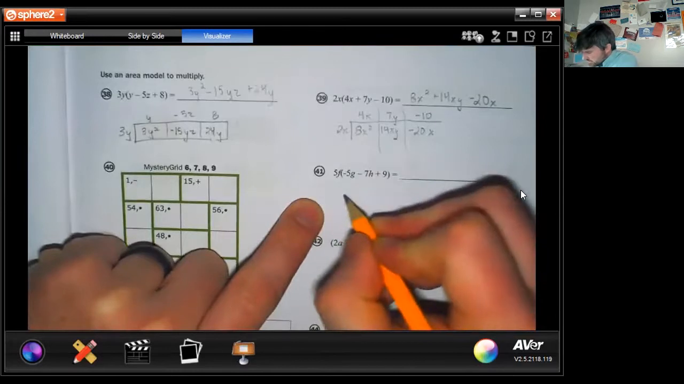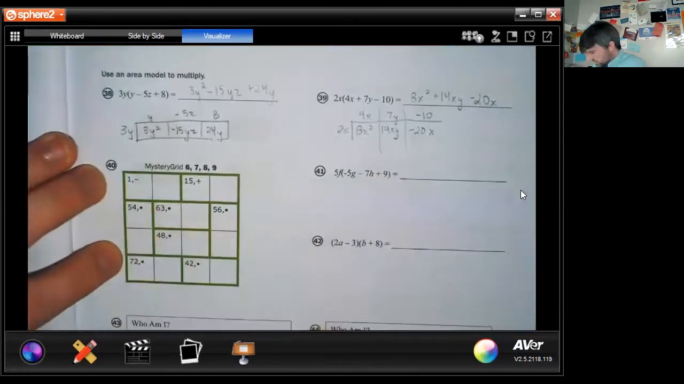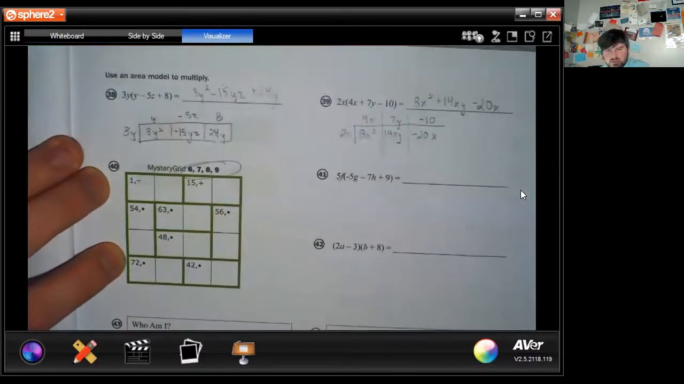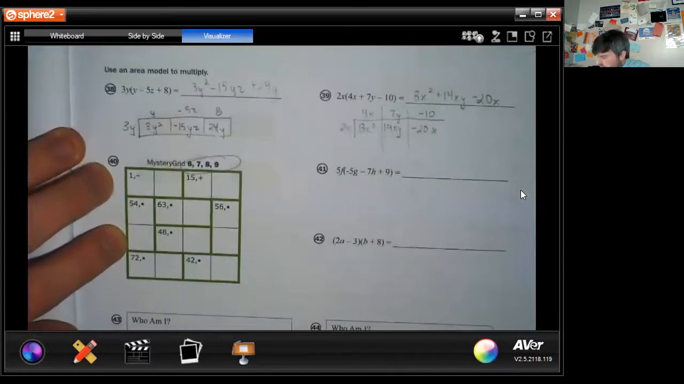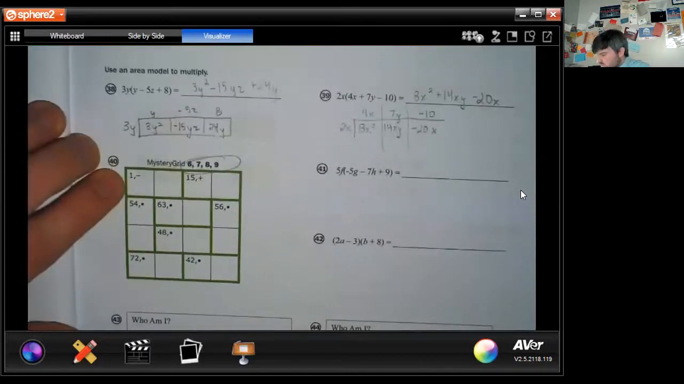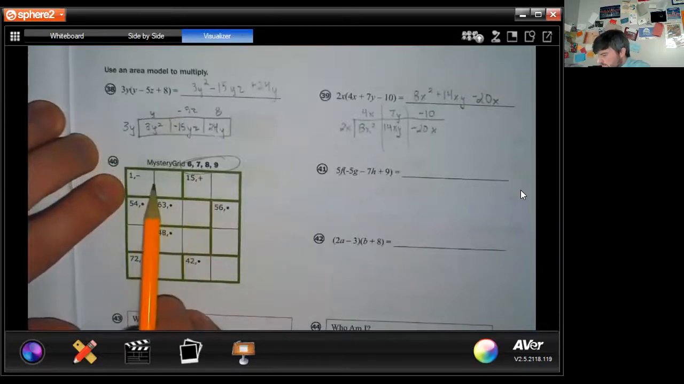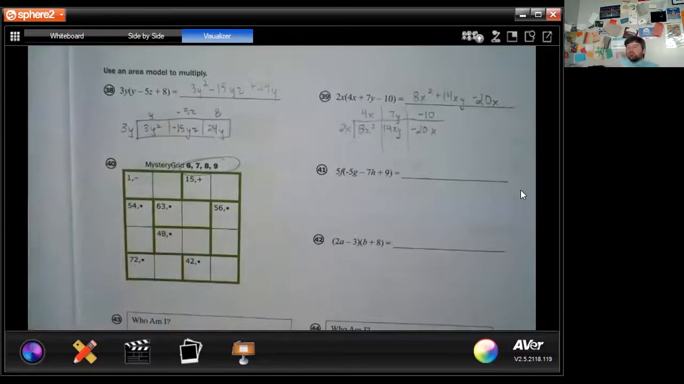Here we've got, come over here to number 40. 6, 7, 8, 9 in the mystery grid. Okay, those numbers are kind of weird to work with. Subtracting to 1, I could do 6, 7, 7, 8, 8, 9. So we're going to wait on that one. Adding to get 7, well, I know 6 plus 9 is 15. And so is 8 plus 7. So we're going to wait on that one.